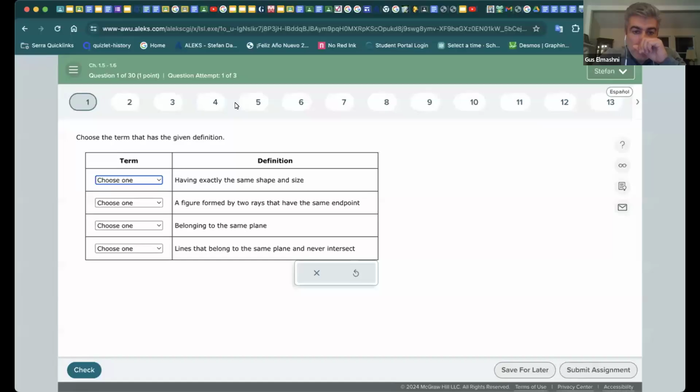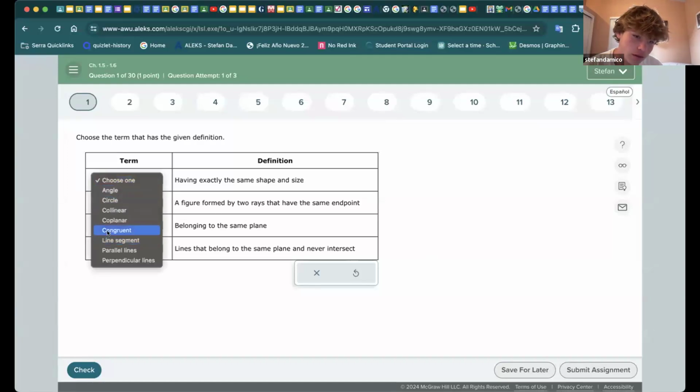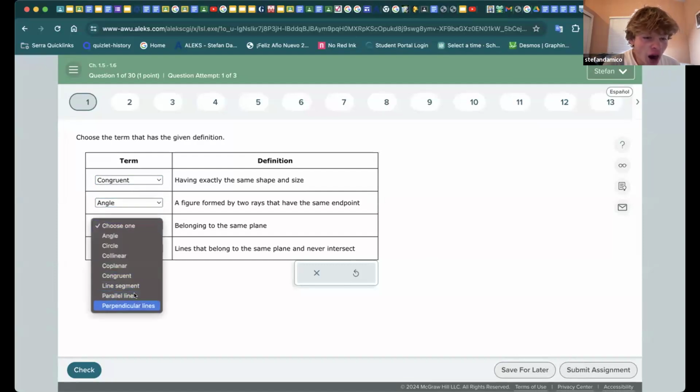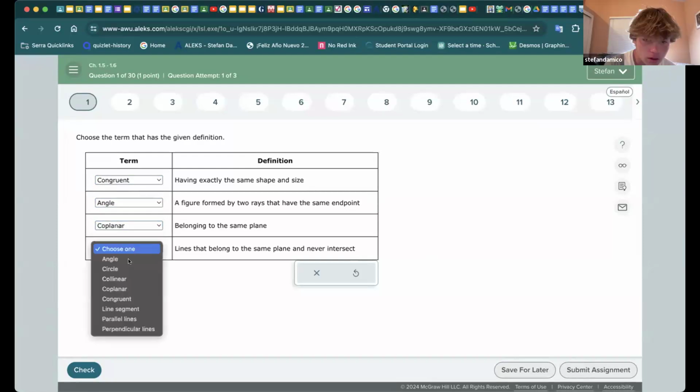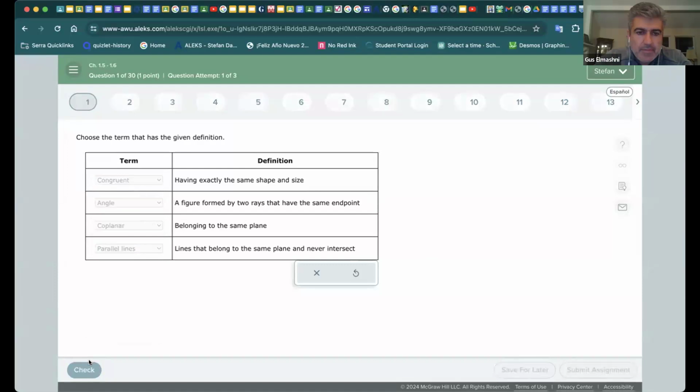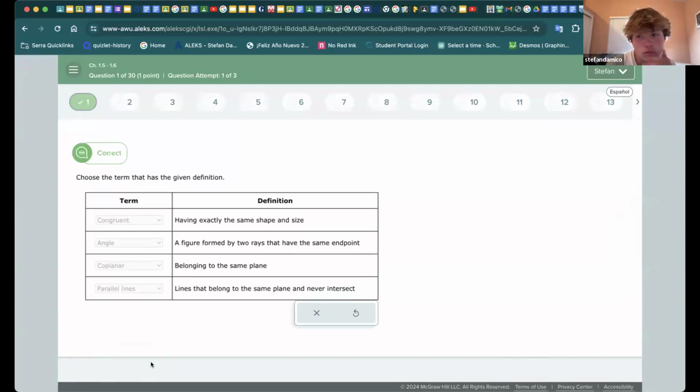There's a cloud. Okay, so remember, we know what the first one is. That's congruent. Right. Great. Next one is an angle. Next one is coplanar, and that's parallel. Yep. Good. All right, let's move on.